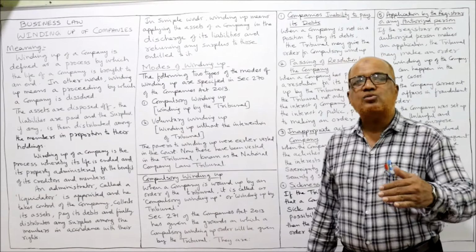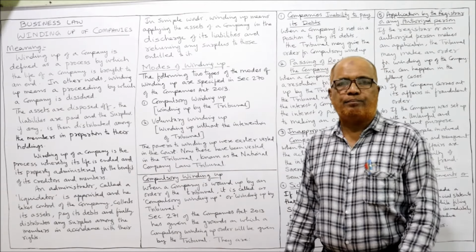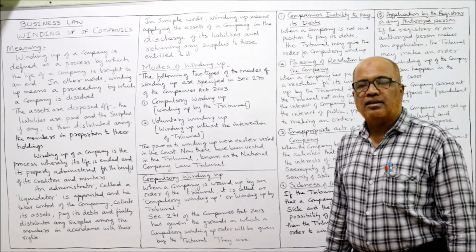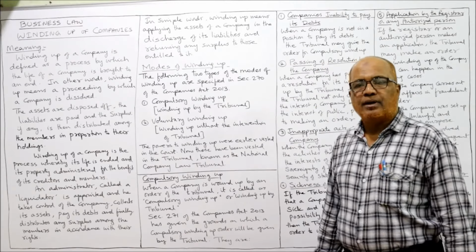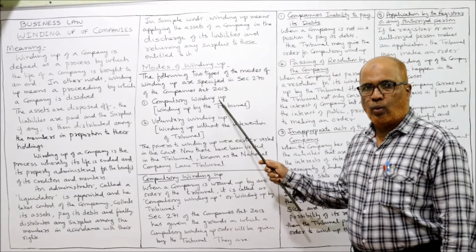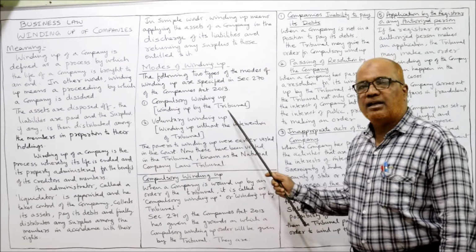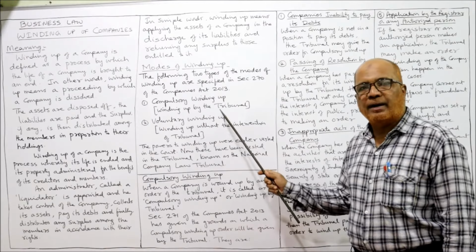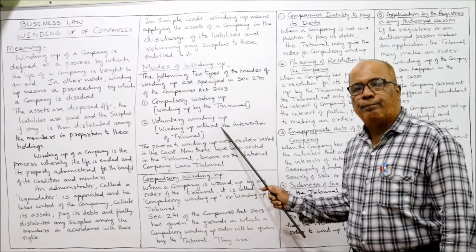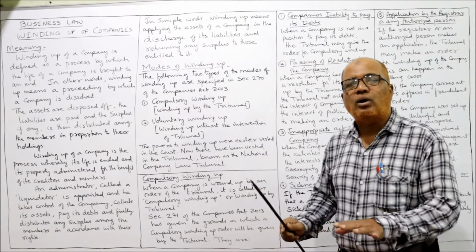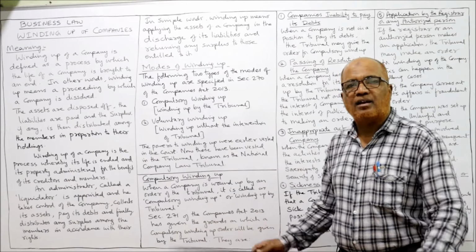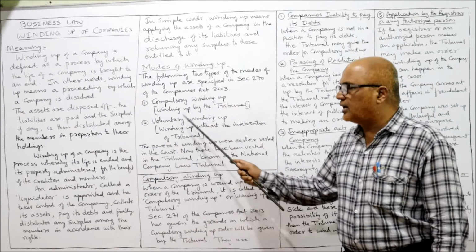Now the second topic is the modes of winding up. According to the Companies Act 2013, there are two modes of winding up. The first mode is called compulsory winding up, or winding up by the tribunal. This is the first method. The second one is voluntary winding up, which is winding up without the intervention or interference of the tribunal.